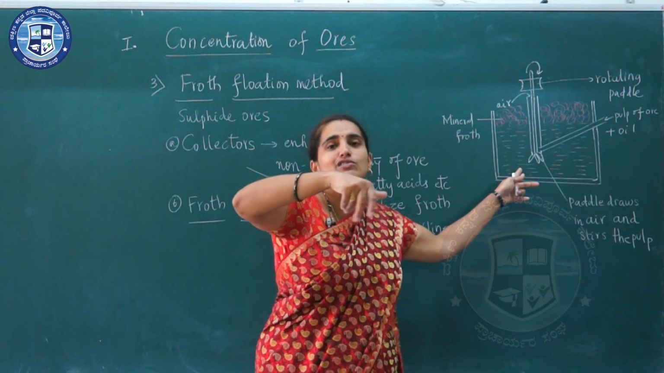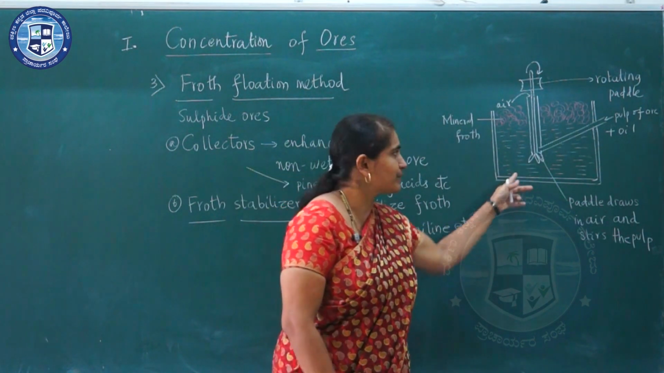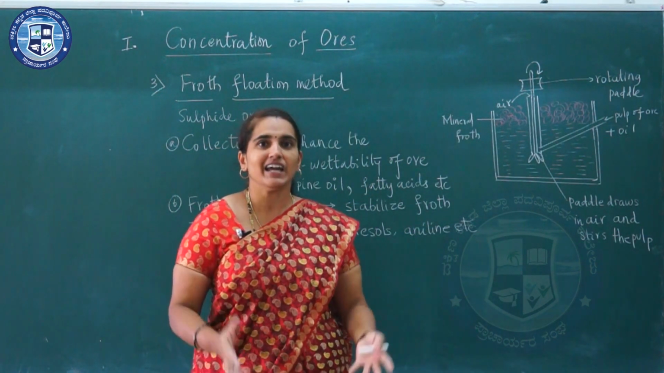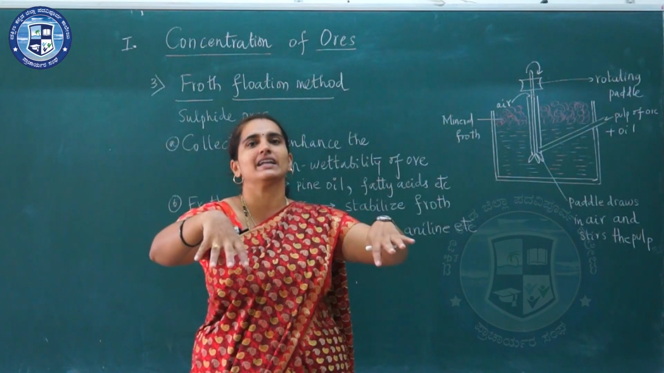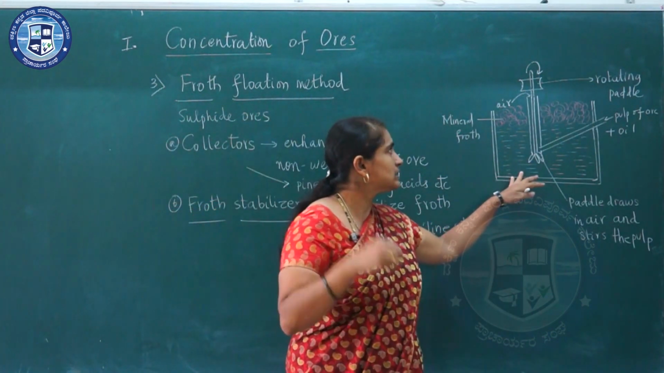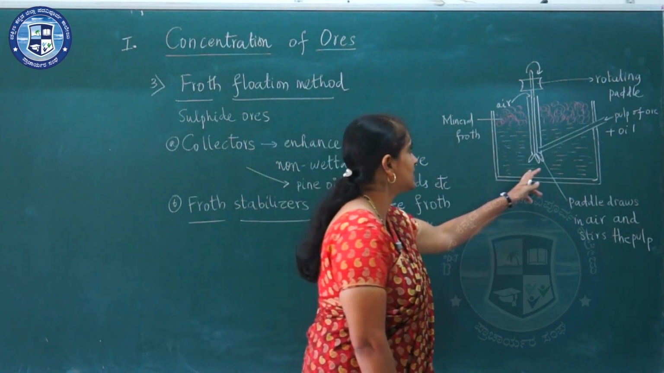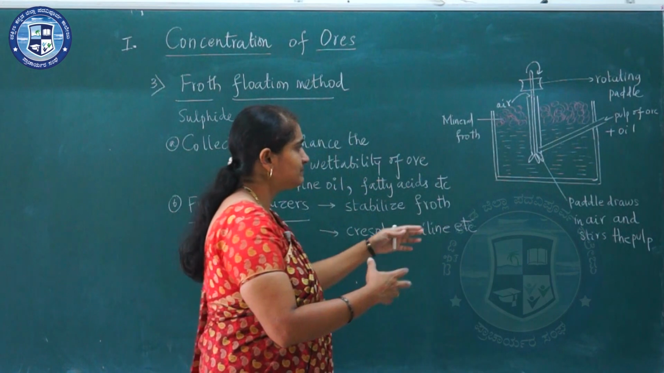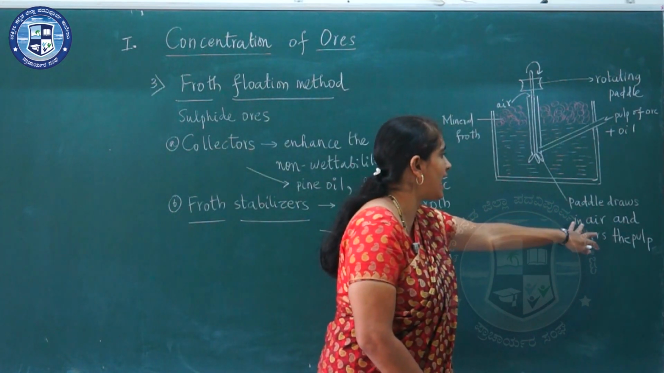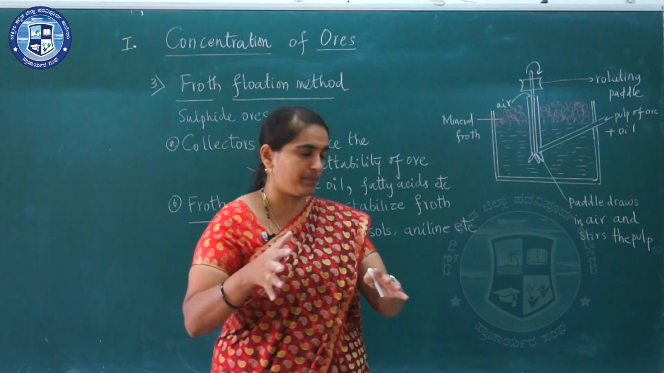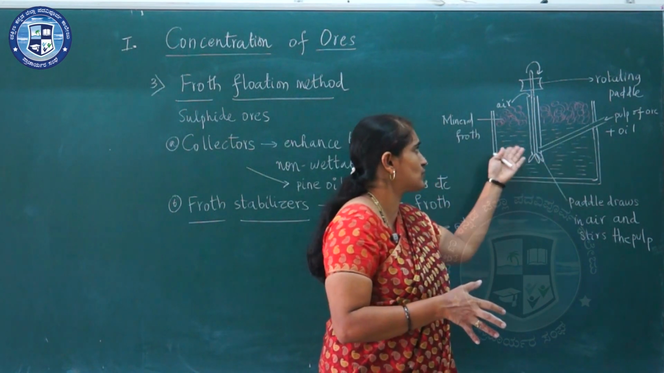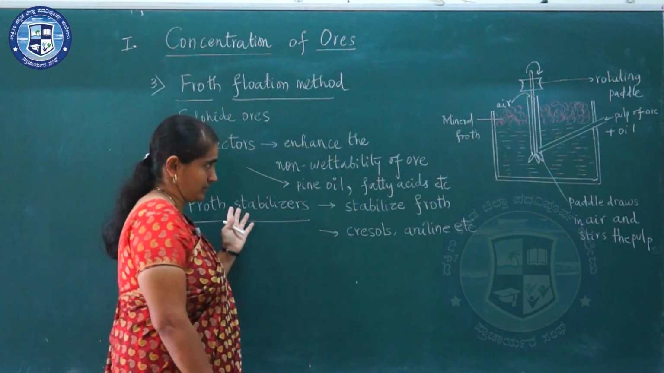That rotating, to-and-fro motion will be there. What happens? During that rotation, it will pump some air into the tank. Due to that, more froth comes to the top. So here I have that rotating paddle. What it does is draw air and stir the pulp. Pulp is nothing but the ore along with collectors and all those things.